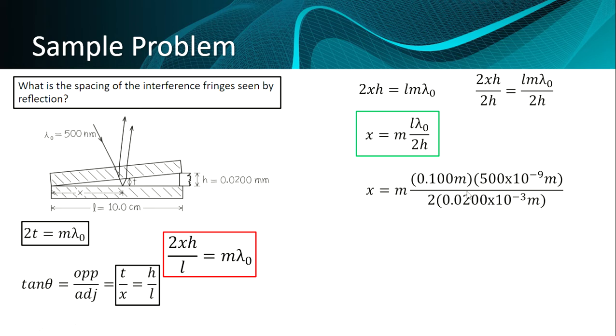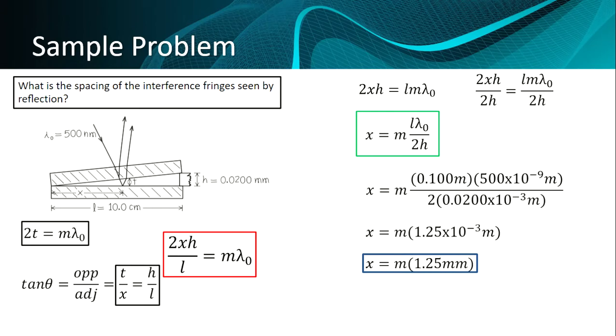So we just converted our values into meters so that it will be easier for us to solve. So over 2 times 0.02 times 10 raised to negative 3 meters. Simplifying further, we'll have x equals m times 1.25 times 10 raised to negative 3 meters. So x equals m times 1.25 millimeters.